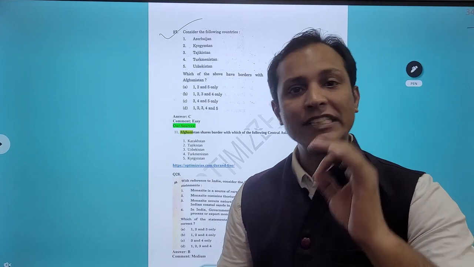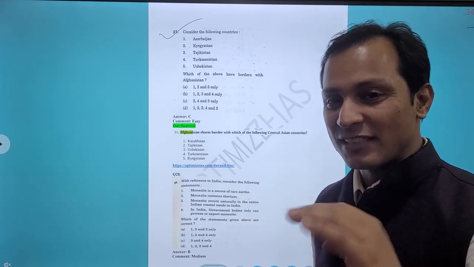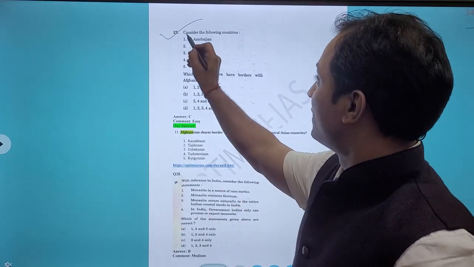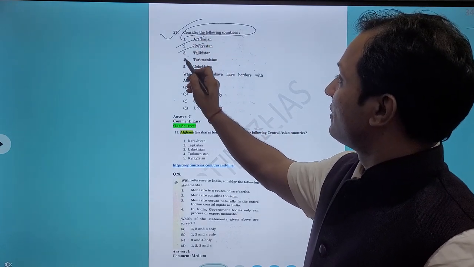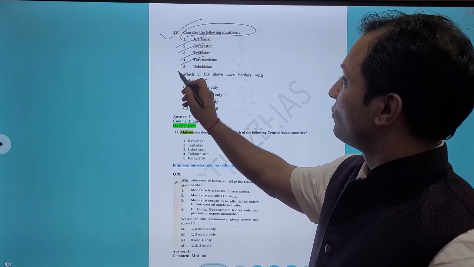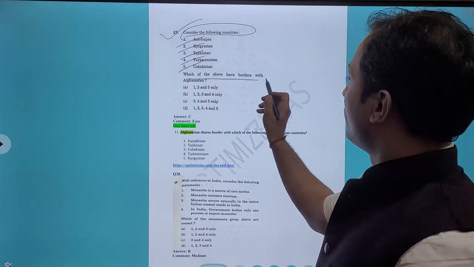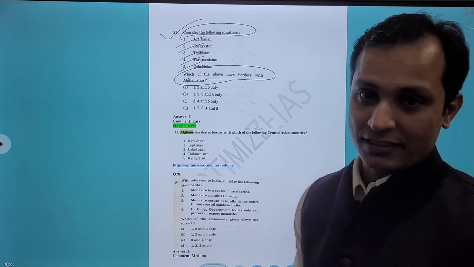Guys, here you see the magic. Just see this magic. This was a question in the UPSC: Consider the following countries. Azerbaijan, Kyrgyzstan, Tajikistan, Turkmenistan, Uzbekistan. Which of the above has borders with Afghanistan?